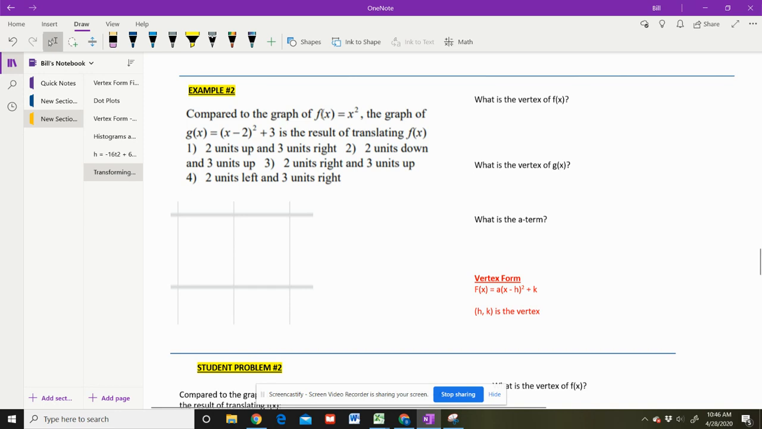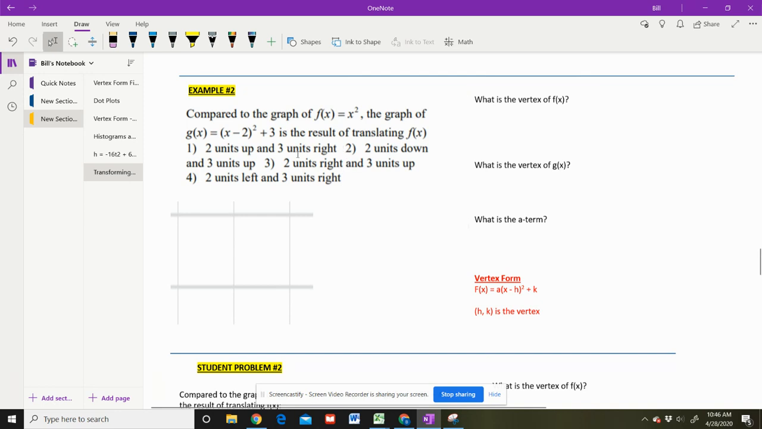Compared to the graph f of x equals x squared, the graph of g of x equals x minus 2, squared, plus 3 is the result of translating f of x: 2 units up and 3 units right, 2 units down and 3 units up, 2 units right and 3 units up, or 2 units to the left and 3 units right? Okay, so they gave us all the options there.